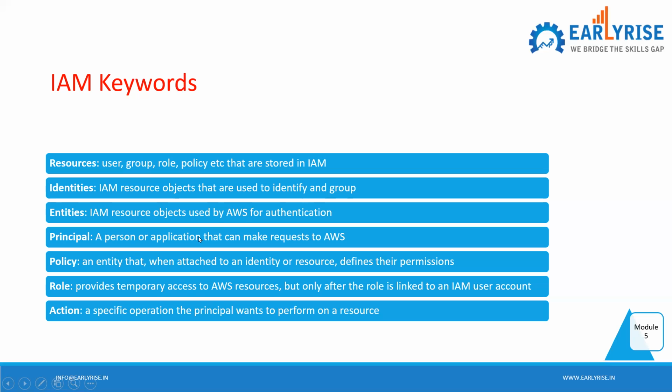Principal. What will be the principal? A person or application that can make a request to AWS. Got it? So any user, any person, or any application, say like S3 or maybe EC2, or any kind of application or any kind of service that can make a request for something else. So the principal will be any application or any person who is requesting a particular operation, a particular action, on any resource.